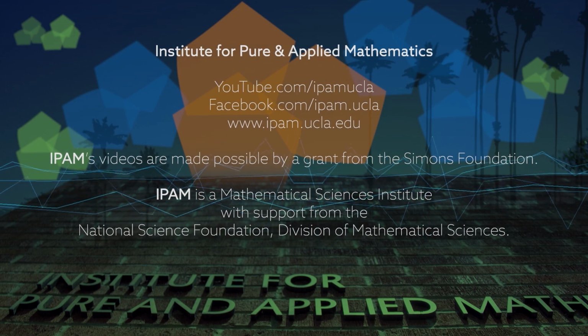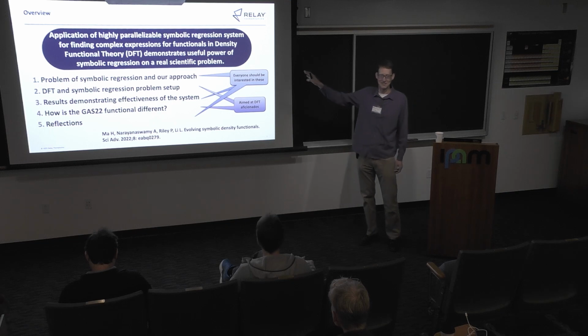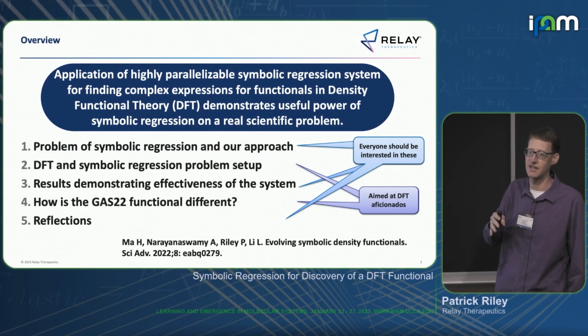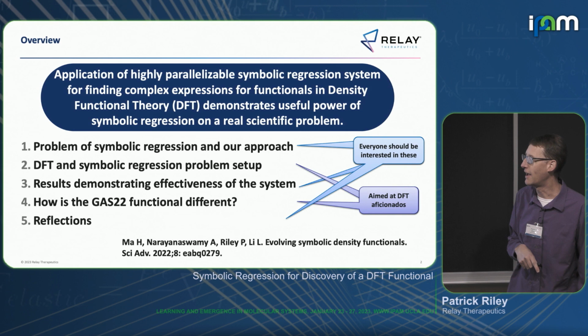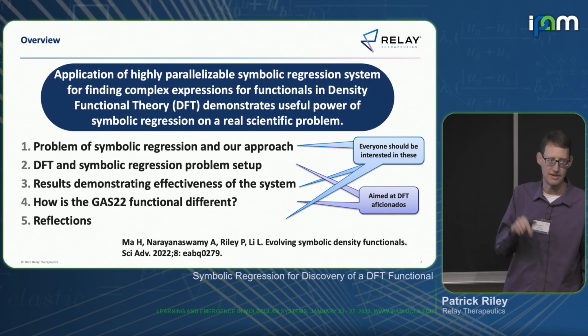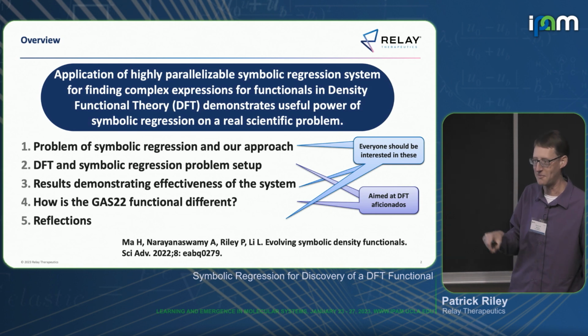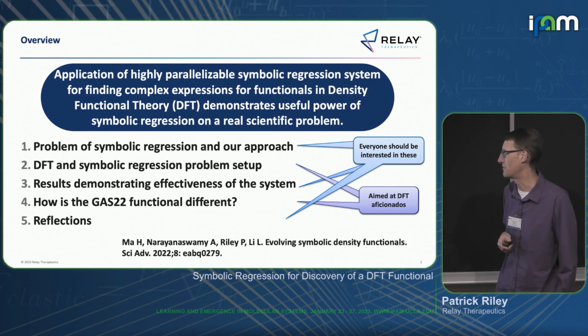If you want to remember one slide, this is it. I'm a big fan of putting the message up really early in the whole talk. So if you can't remember anything else, what this is: I'm going to show an example of a highly parallelizable symbolic regression system. If you don't know what symbolic regression is, you'll find out. And an application in DFT that shows you can do symbolic regression on a problem that really matters, and you can get something that actually works. So that's the point of all of this.